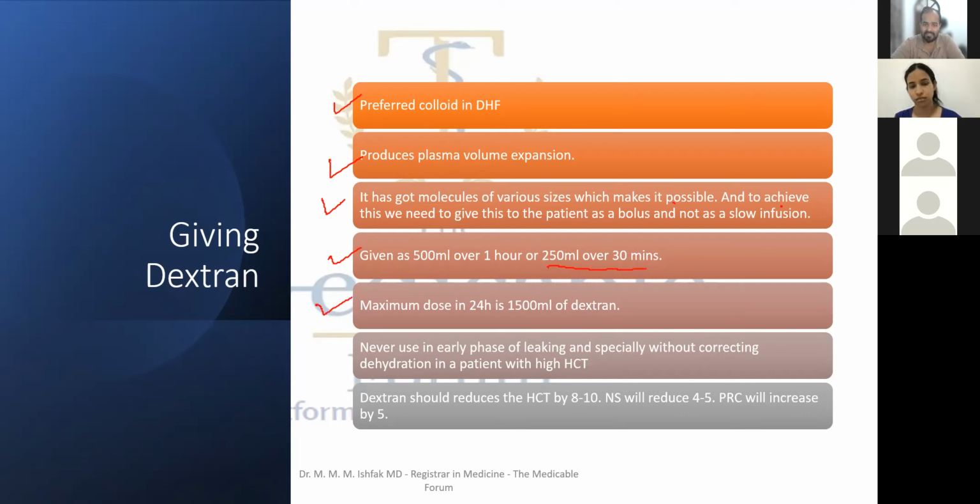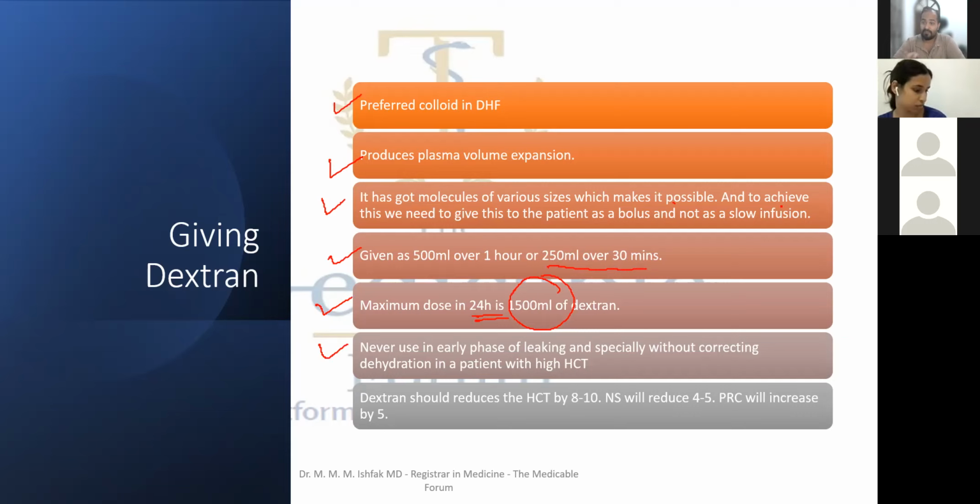Maximum dose is 1500 ml over 24 hours. Maximum dose is you can give dextran 3 times in 24 hours. Never use dextran in the early phase of leaking, and especially without correcting dehydration in a patient with high HCT.